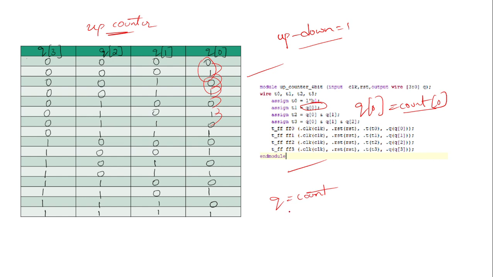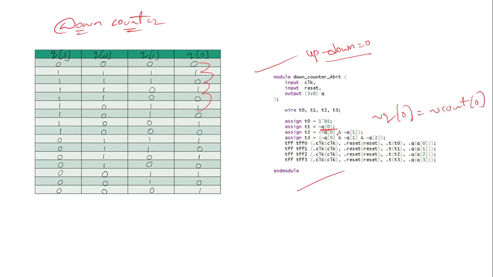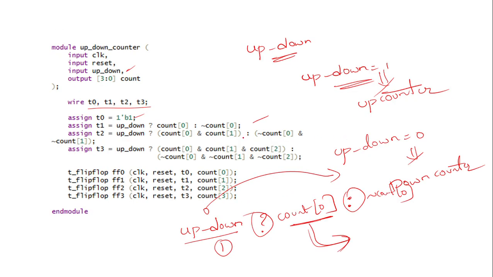So it is a little bit confusing, so no need to be confused about this. Here I represent output as q, but in our main design you have to use count. So here what it writes: count of 0 and count of 1, and here not of count of 0 and not of count of 1. We simply write the same here.